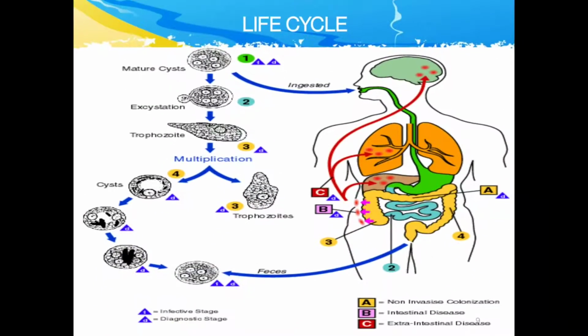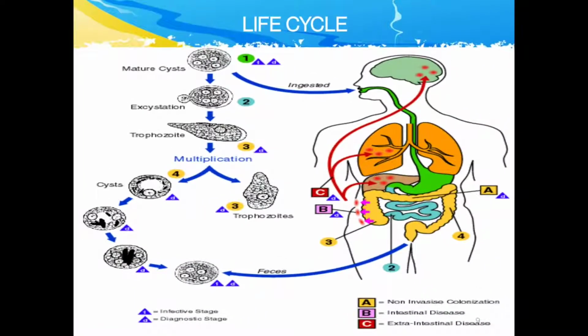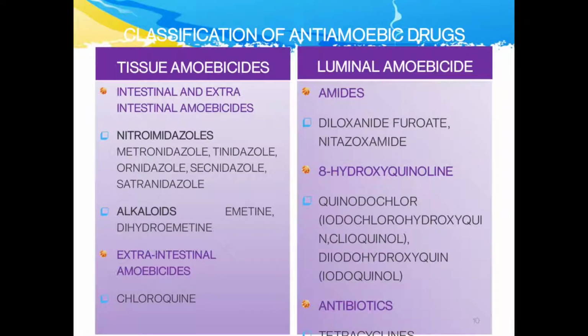You have to know this life cycle properly, because to understand the medicines and the pharmacology, you should know the life cycle. You can see once again, this is very important for understanding amoebiasis. Further, the second step is feces. In the feces you can find the diagnostic stage, after which we say this is an infectious disease, amoebiasis. Now, classification of anti-amoebic drugs.